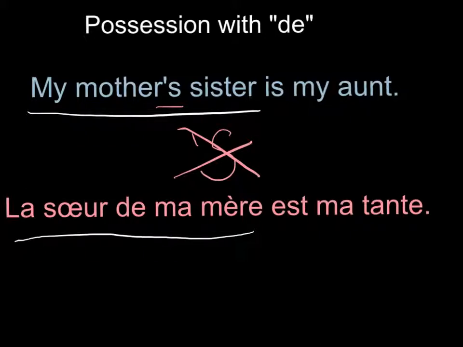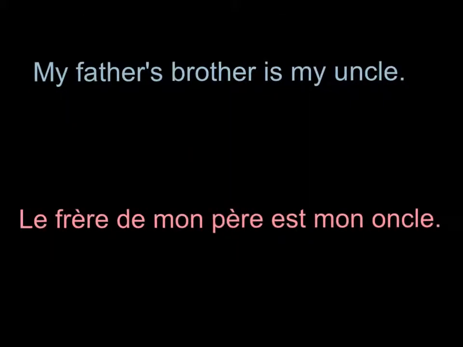And in French, we have to order it like this. We have to use de. Okay? So, la sœur de ma mère est ma tante. The sister of my mother is my aunt. Okay? Or in English, we might say, my mother's sister is my aunt. Okay? But in French, we can't use that apostrophe S. It does not exist.